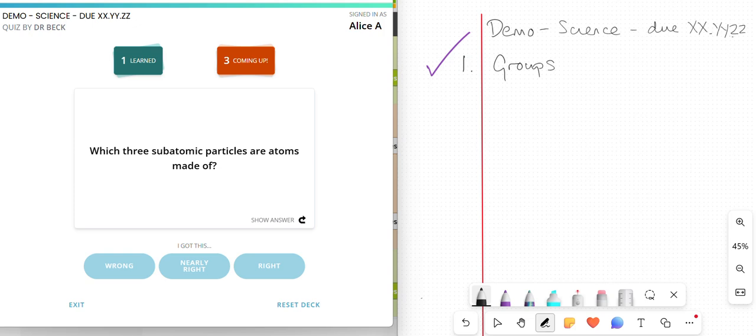Notice top left, I've learned 1 question, there's 1 on the board, and there's 3 coming up. This will be question 2, so I'll switch back to black pen. What 3 subatomic particles are atoms made of? Okay, I think I've forgotten some of this. I'm going to kind of guess here. Electrons, protons, nucleus.